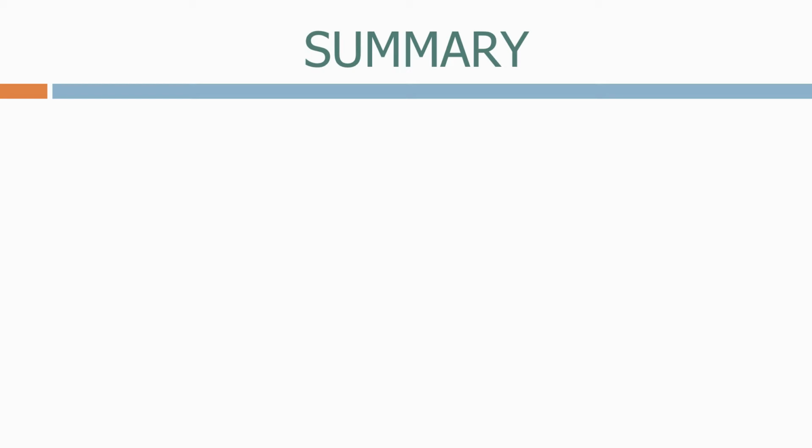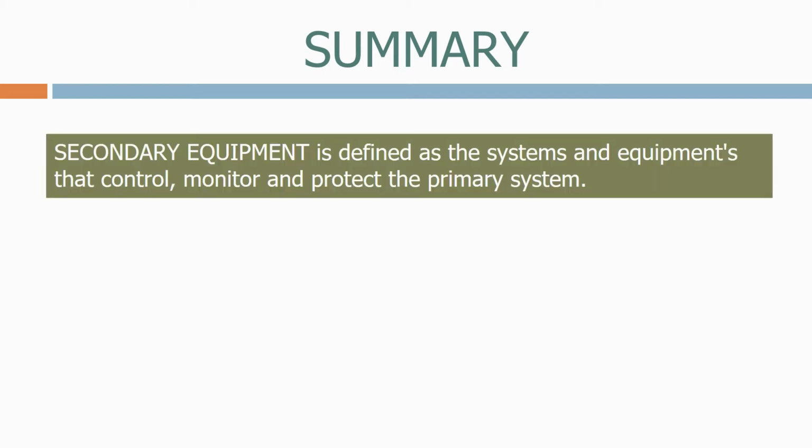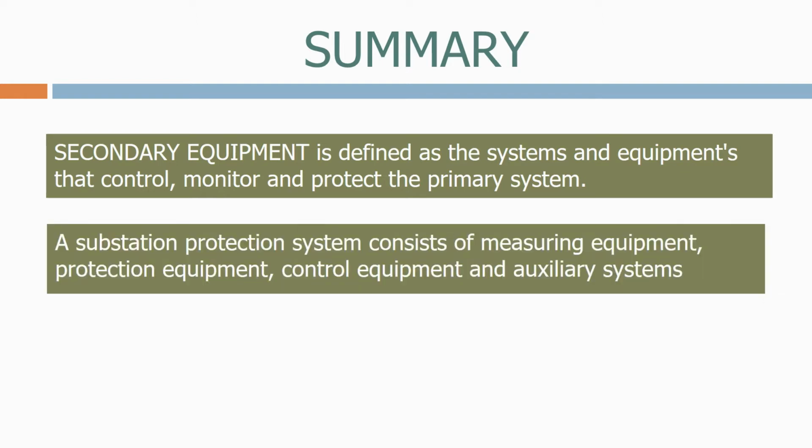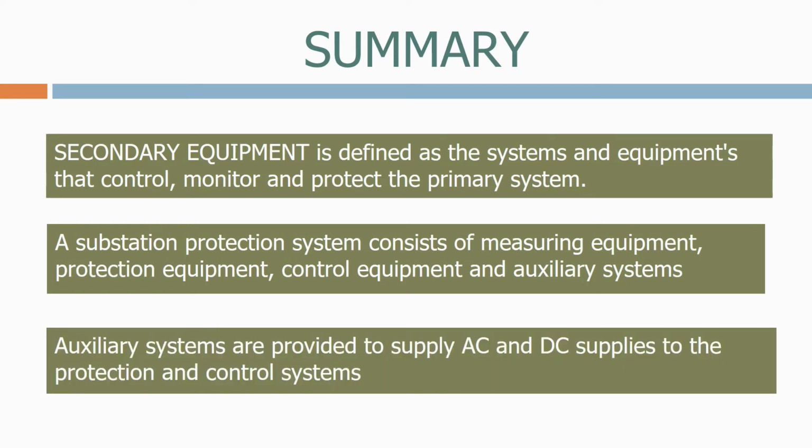Let's summarize what we've learned today. Secondary equipment is defined as the systems and equipment that control, monitor, and protect the primary system. A substation protection system consists of measuring equipment, protection equipment, control equipment, and auxiliary systems. Auxiliary systems are provided to supply AC and DC supplies to the protection and control systems.